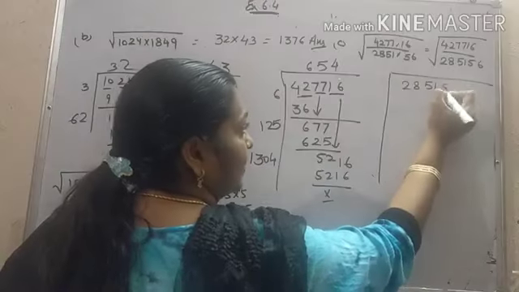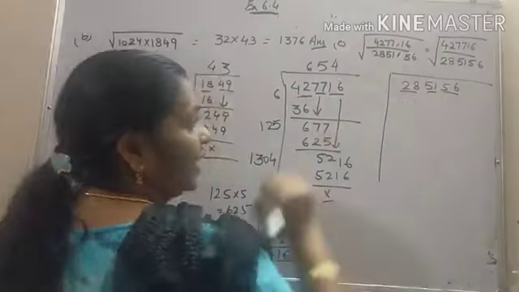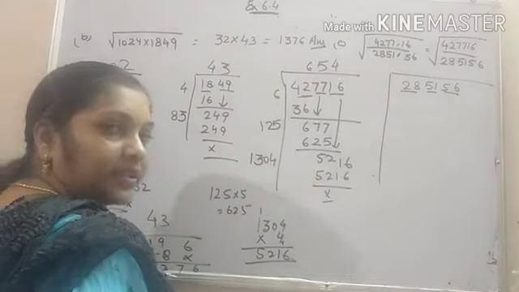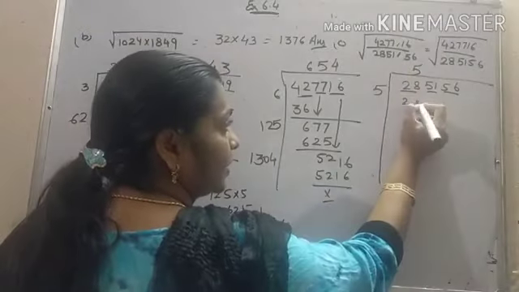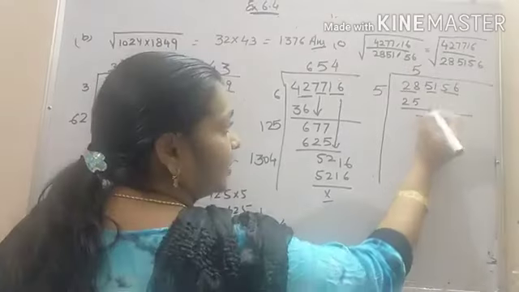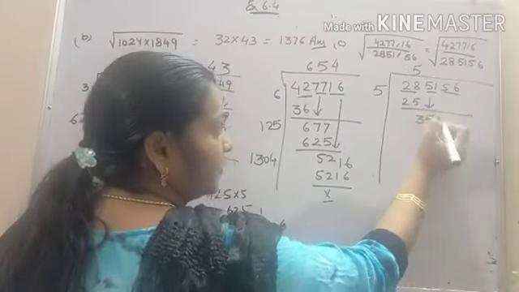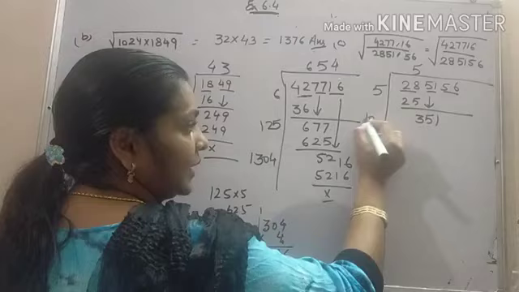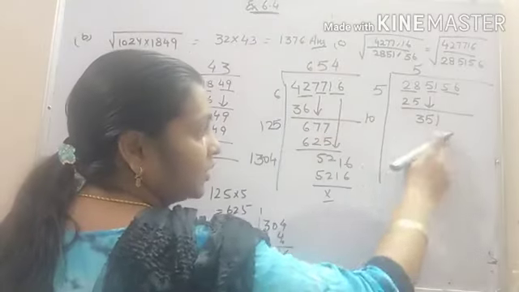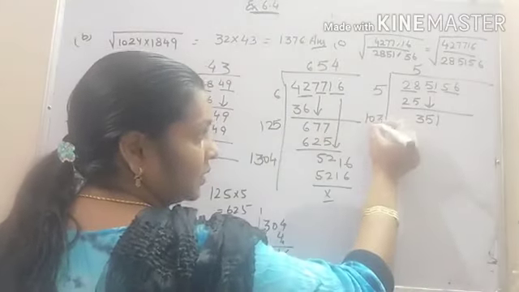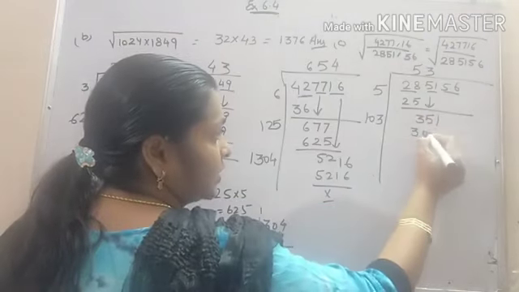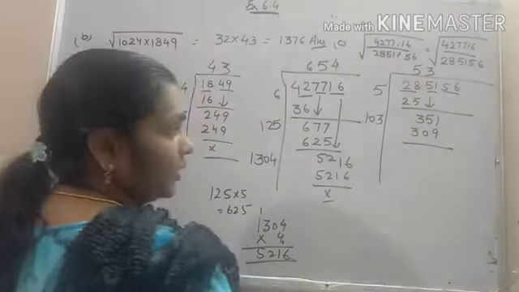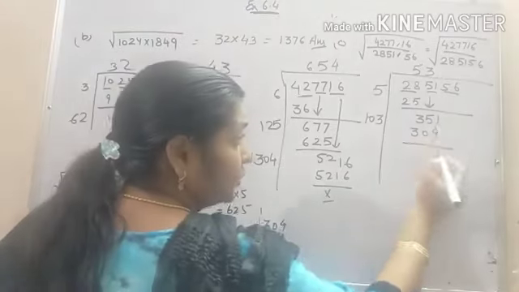Okay. Let's find the root of the second number. 28 is there, so it is greater than the square of 5. 5 5s are 25. 3 will be left. Bring the next pair down, 51. Now double of 5, 10. It will go on 3. It will be 309. Okay. Do the subtraction part.